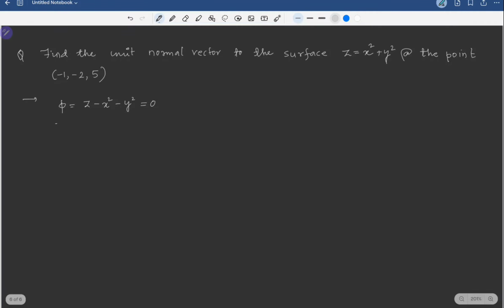This is the function. Now del phi is equal to i cap into del by del x of this function plus j cap into del by del y of this function plus k cap into del by del z of phi. This implies this is equal to i cap minus 2x plus j cap minus 2y plus k cap.